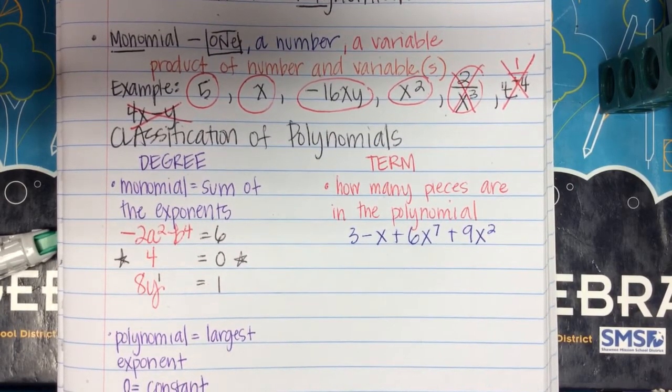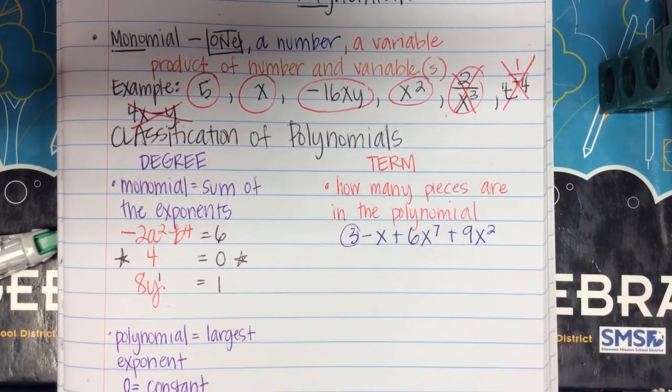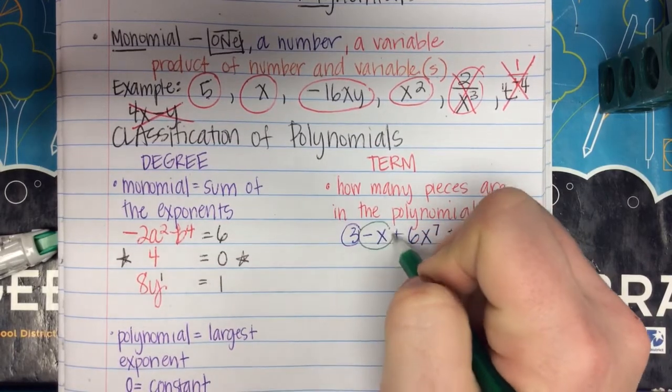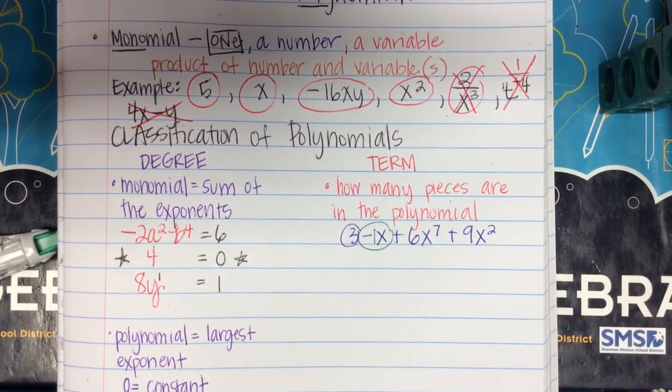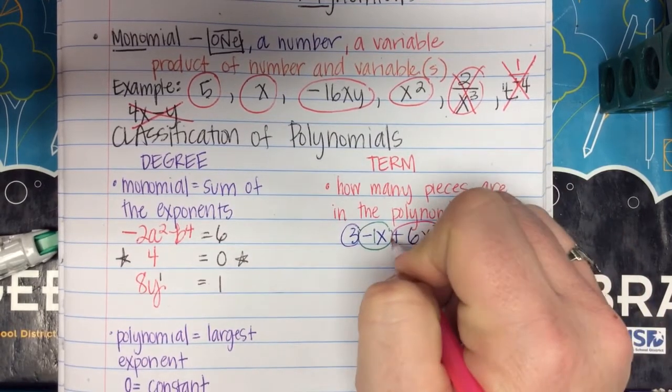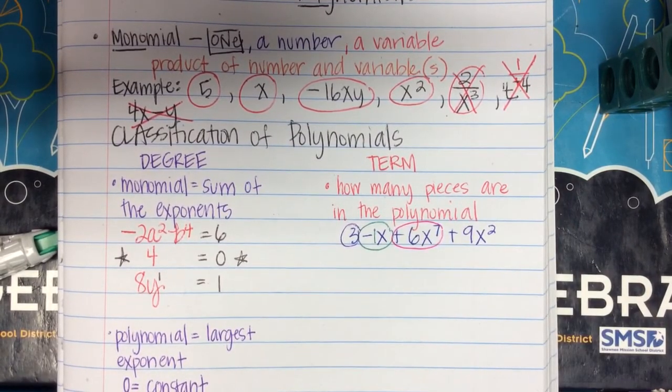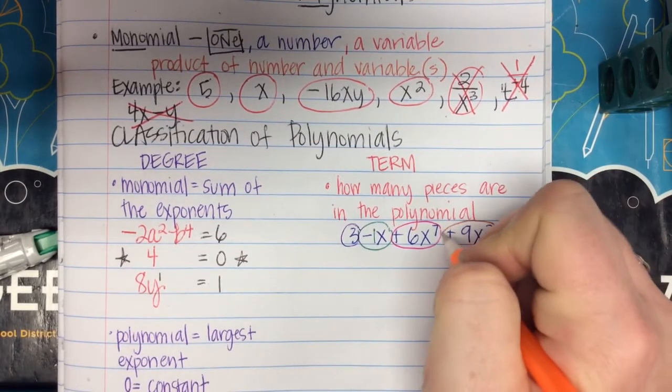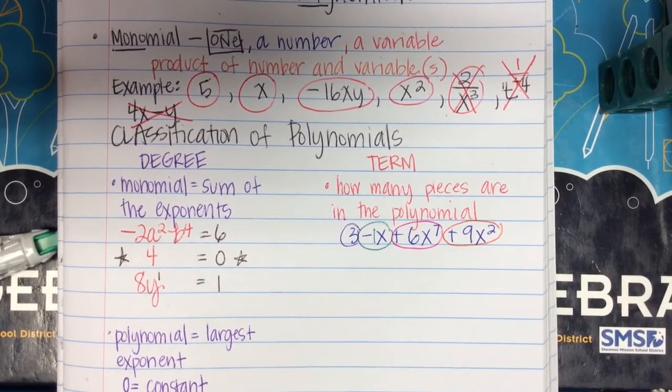Angelina, what's the first term? 3. Well, yes, they're included. Meaning the next term is negative 1x. What's the third term? 6x to the 7th. And what's the last term? 9x squared. Now I'm going to tell you, if you wrote this down on your homework, you'd get it wrong. Because it is not in standard form.